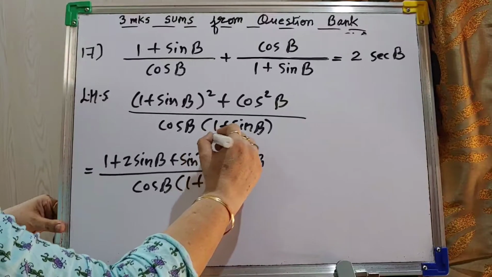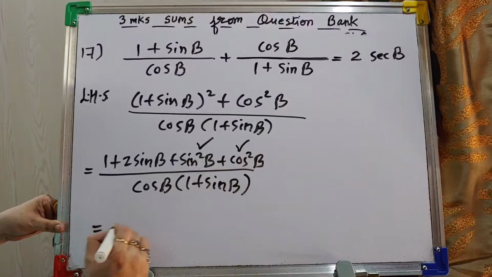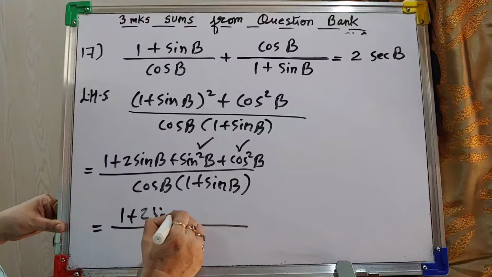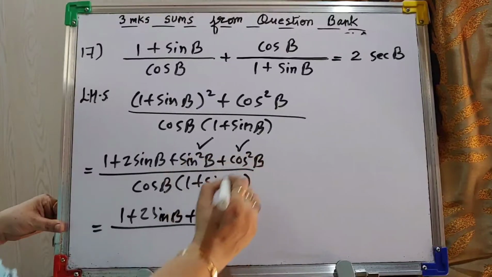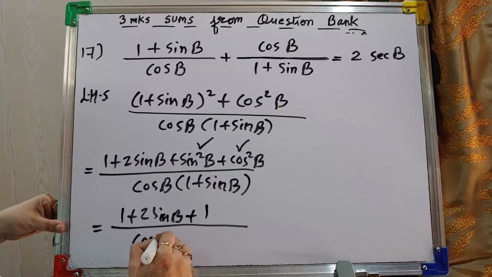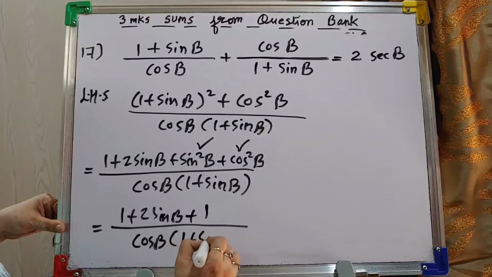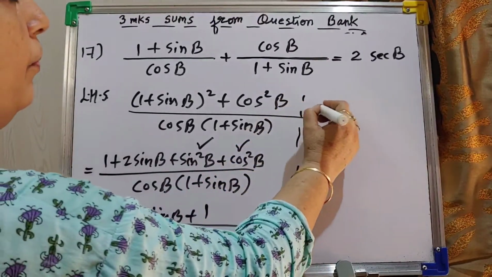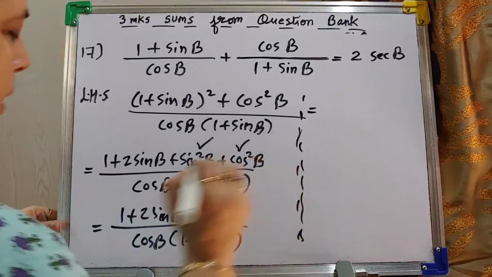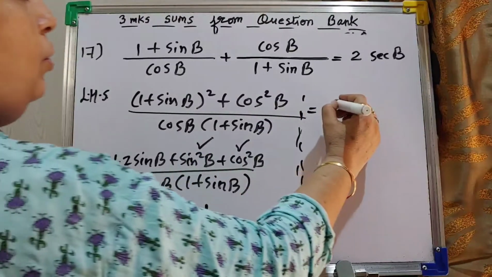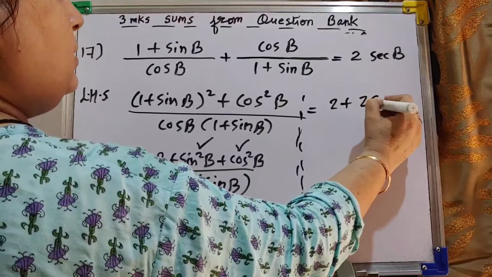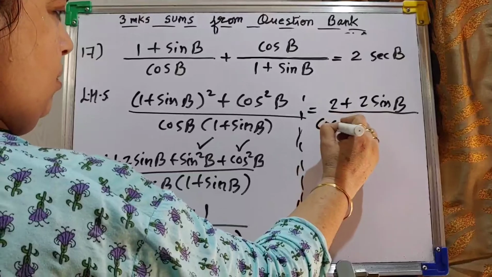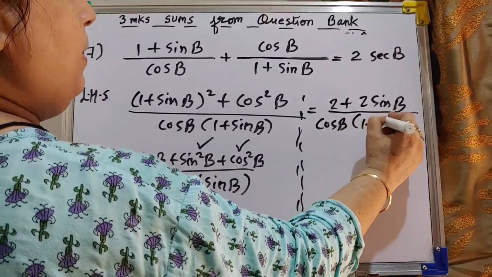Now see. Sin square B plus cos square B will be 1. So 1 plus 2 sin B as it is. Instead of these two I can write 1. Cos B (1 plus sin B) as it is. Now see. 1 plus 1, 2. So 2 plus 2 sin B upon cos B (1 plus sin B).